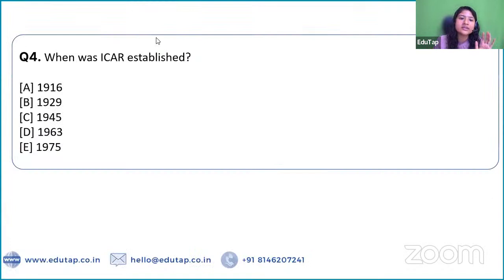Now let's come to another section, and it is, when was ICAR established? Indian Council of Agriculture Research. Yuvraj is saying B, Nidish is saying 1929. All right. Yes, option number second, 1929, it is indeed the correct answer.